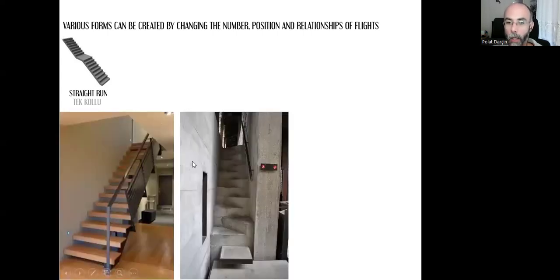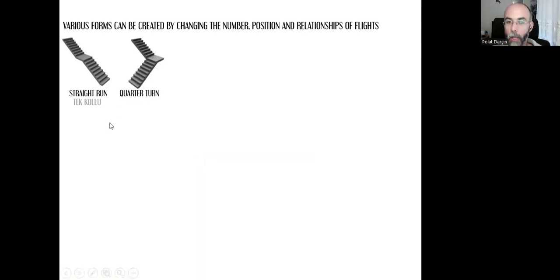There can be different examples of it. Here we have a quarter turn, and it has two flights of stairs, obviously. And when you take a look from the top, you will see an L shape. So in Turkish we call it L biçiminde 90 derece dönen iki kollu merdiven. A quarter turn L-shaped stairs.